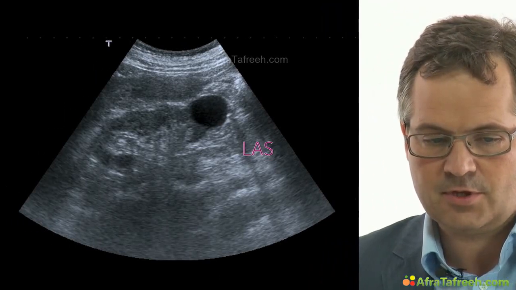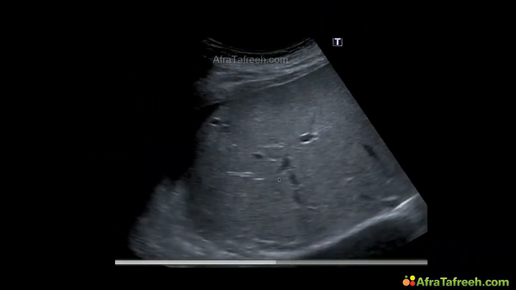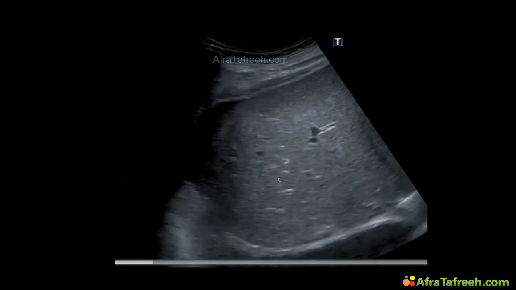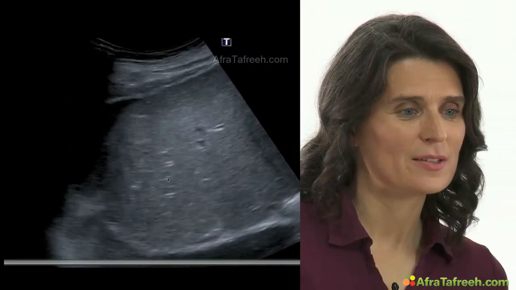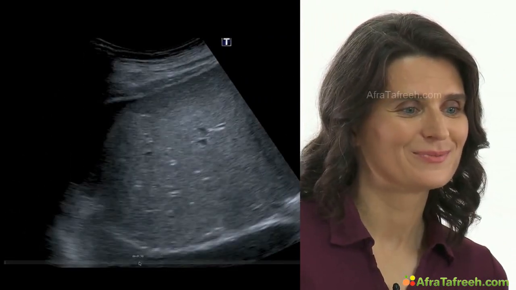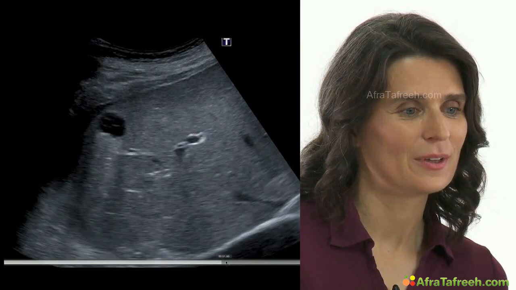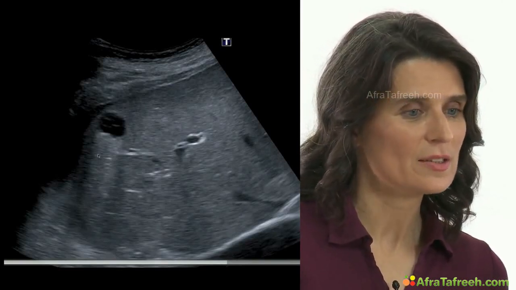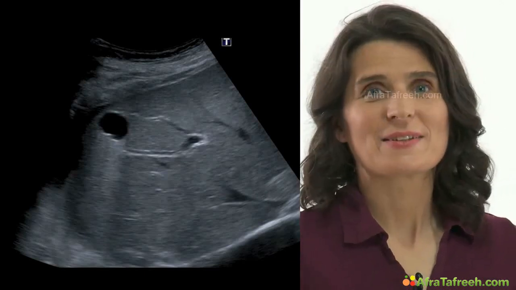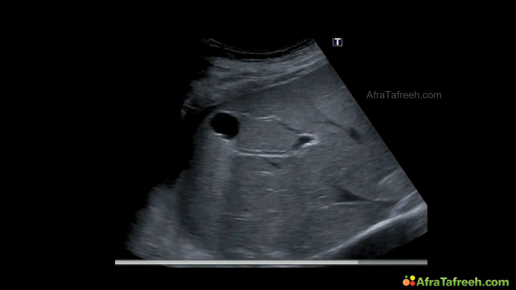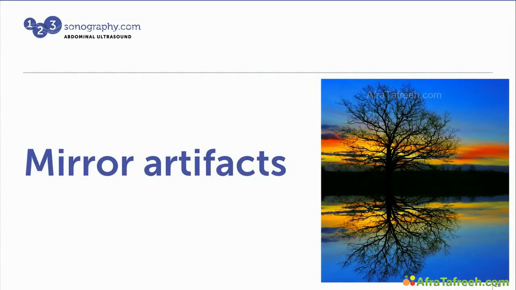Lateral acoustic shadowing. The next example is a video clip we have already seen in dorsal acoustic enhancement. It is again the liver cyst. Can you stop the video, please? I try so. Once more. So I can see it. Then we can display the posterior acoustic enhancement. And these two thin shadows at the side of our cyst is the lateral shadowing.